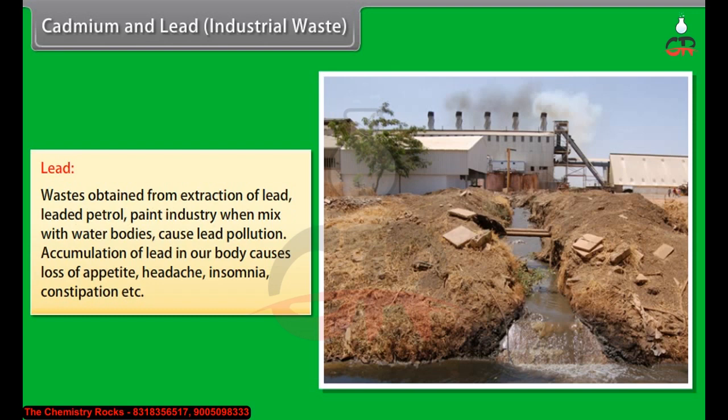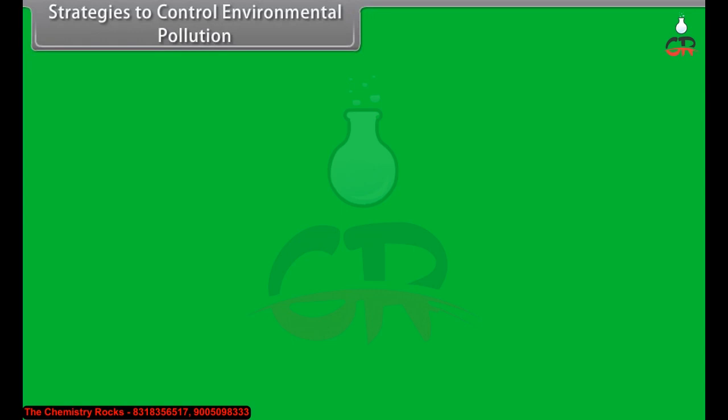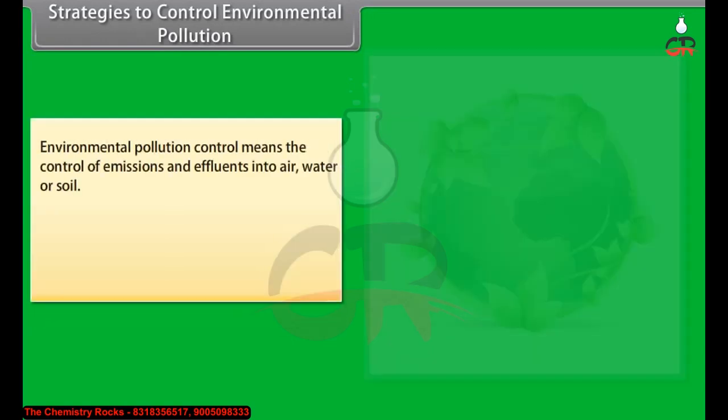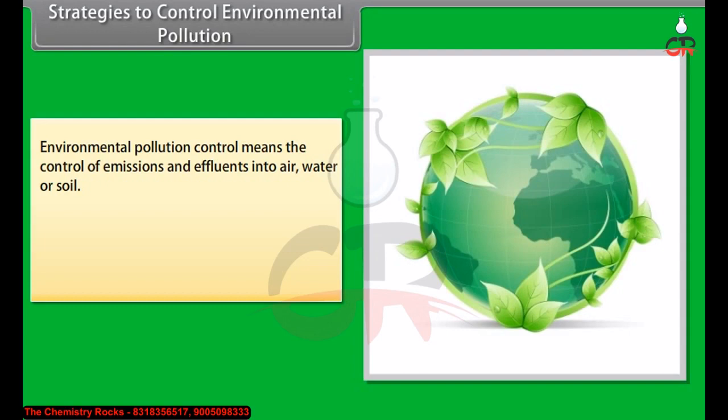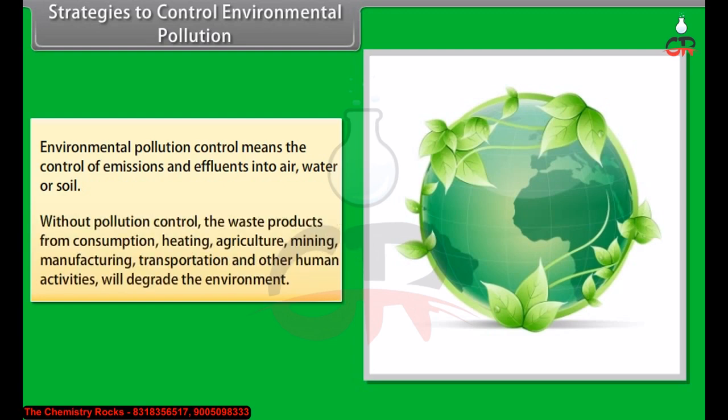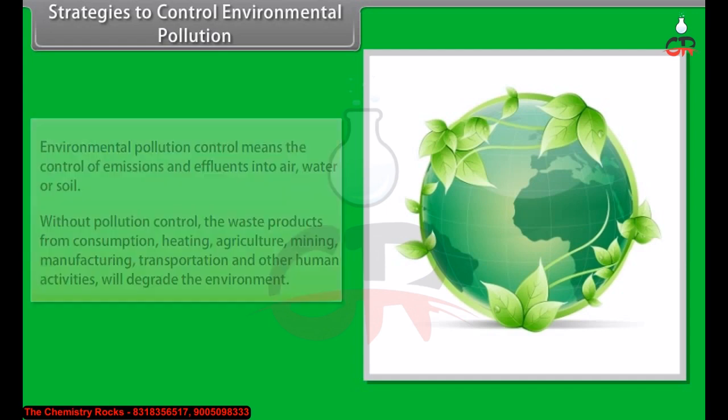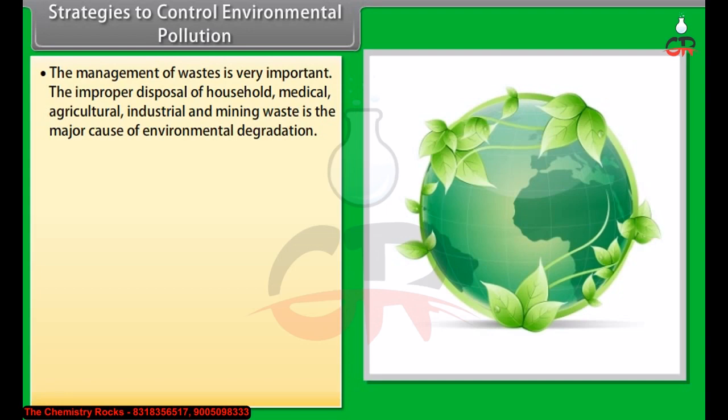Environmental pollution control means the control of emissions and effluents into air, water or soil. Without pollution control, the waste products from consumption, heating, agriculture, mining, manufacturing, transportation and other human activities will degrade the environment. The management of waste is very important. The improper disposal of household, medical, agricultural, industrial and mining waste is the major cause of environmental degradation.